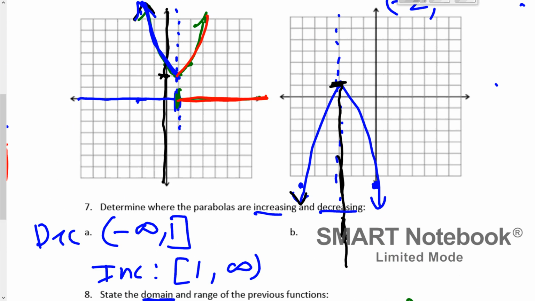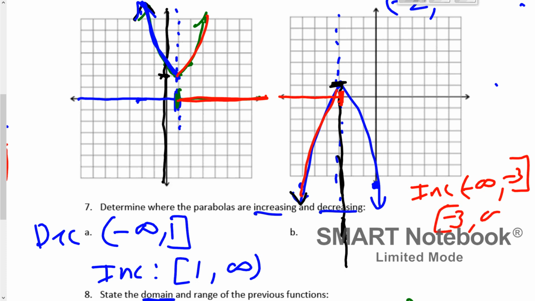Now this one is facing down, so it's actually going up till this x value. As I go from left to right, it's going up, going up, going up, and stops at this x value. So it's increasing from negative infinity until that x value, -3, and that would be in a bracket. And then, of course, it has to cover all the domain, so that means it's going to go from -3 to positive infinity. So I don't even have to look at the graph.